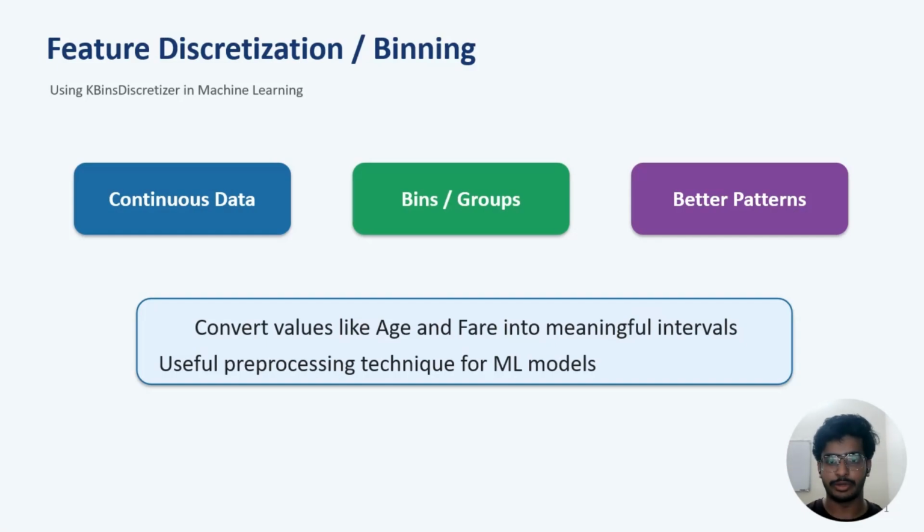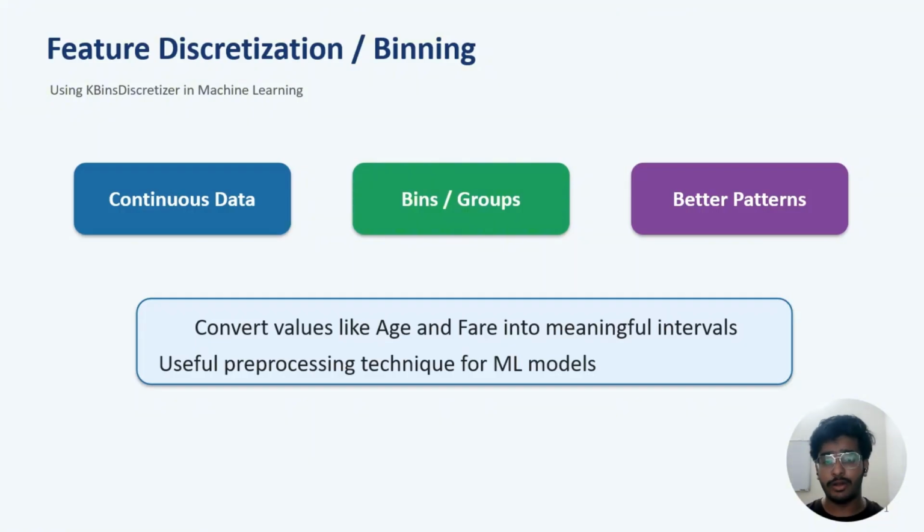In today's video, we're going to understand an important machine learning pre-processing technique called discretization, also known as binning. This topic is very useful when we are working with continuous numerical data, whatever numerical data. It can be like age, fare, house prices, etc.